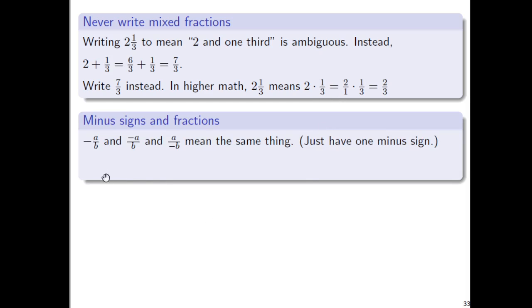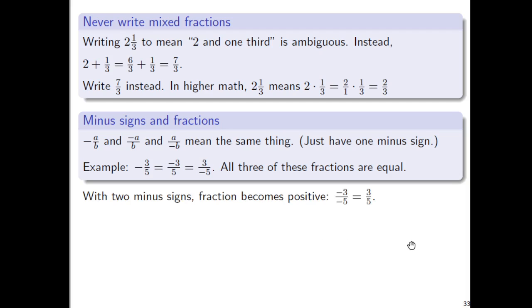Just a word about minus signs. If you have a minus sign in front of a fraction, then you have that fraction in its negative value form. And there are a couple other ways to write that fraction where the value would remain the same. So instead of having the minus sign in front of the fraction, it can be part of the numerator or it can be part of the denominator. These all mean the same thing. Just have one minus sign, though. It doesn't mean this minus sign distributes to the top and bottom. It's just the fraction's value in negative form. So for instance, negative 3/5 is equal to negative 3 over 5, which is equal to 3 over negative 5. All three fractions are equal.